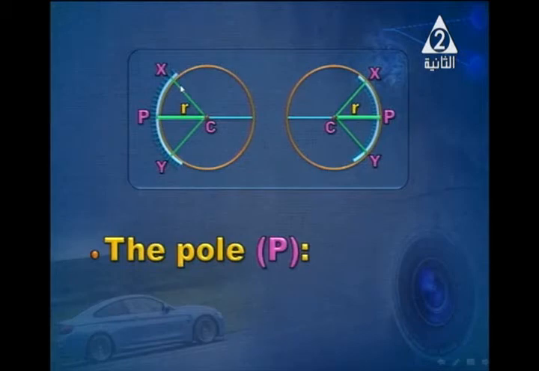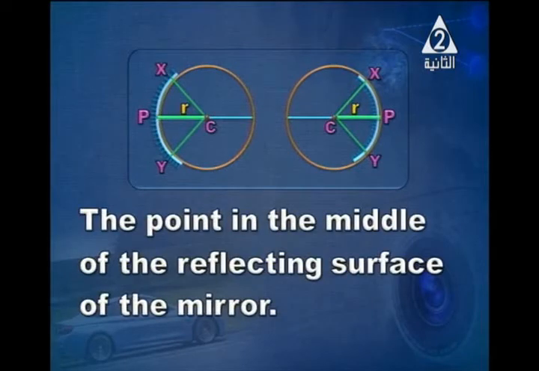Another concept, which is the pole of the mirror. The pole of the mirror is the point in the middle of the reflecting surface of the mirror. Here is the pole of the mirror, found in the concave mirror and the convex mirror.